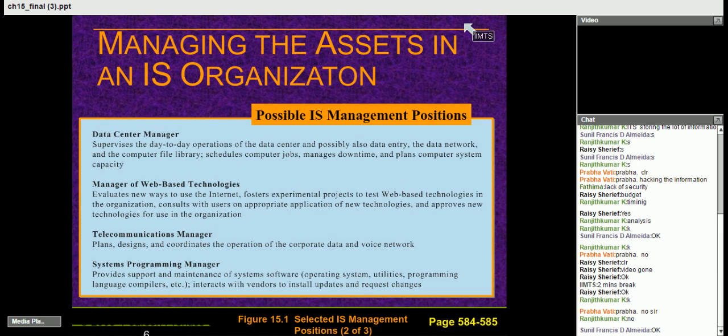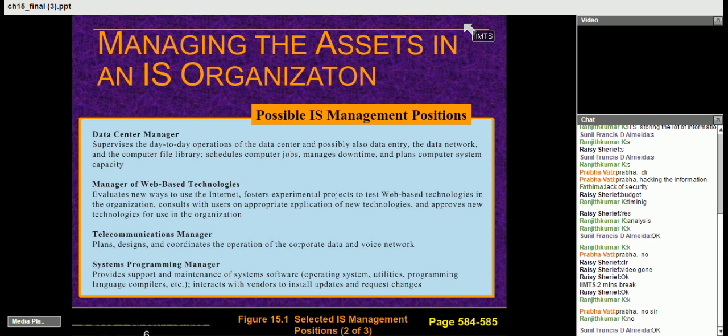Then the data center manager, which supervises the day-to-day operations of the data center and possibly also data entry, the data network and the computer file library, schedules computer jobs, manages downtime and plans computer system capacity. Then manager of web-based technologies evaluates new ways to use the internet, fosters experimental projects to test web-based technology in the organization, consults with users on appropriate application of new technologies and approves new technologies for use in the organization.